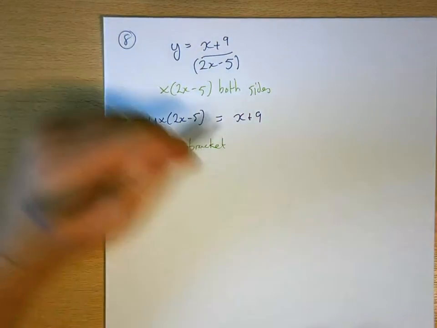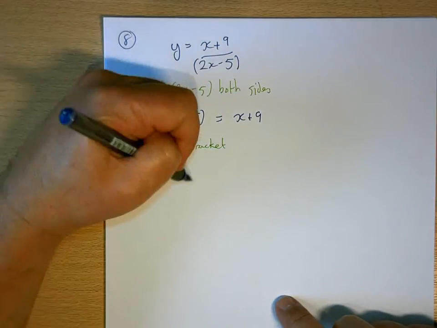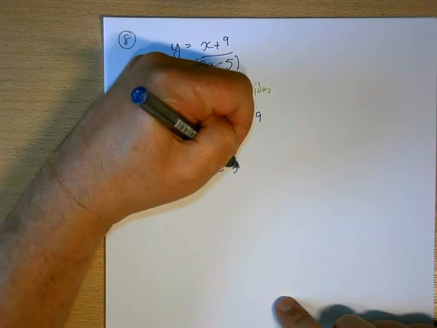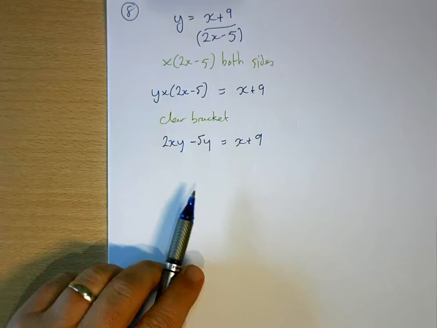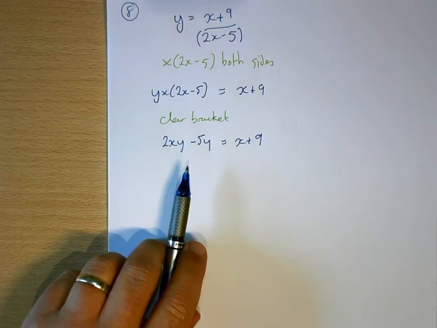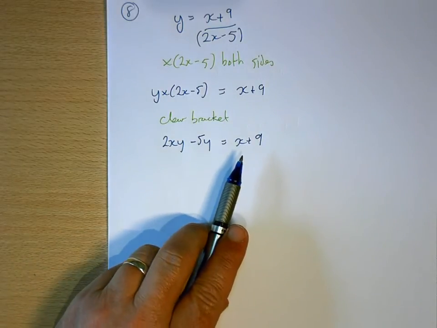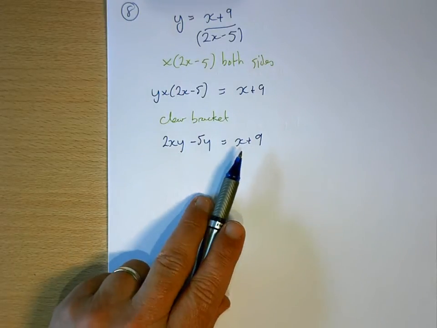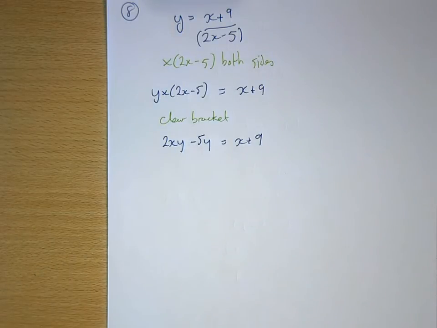Y times 2x is 2xy. Y times minus 5 is that. Now, as before, what I'm looking for is to get anything with an x on one side and anything without an x on the other side. So that x there, I need to be here. So I need to subtract x from that side, and therefore subtract x from that side as well.